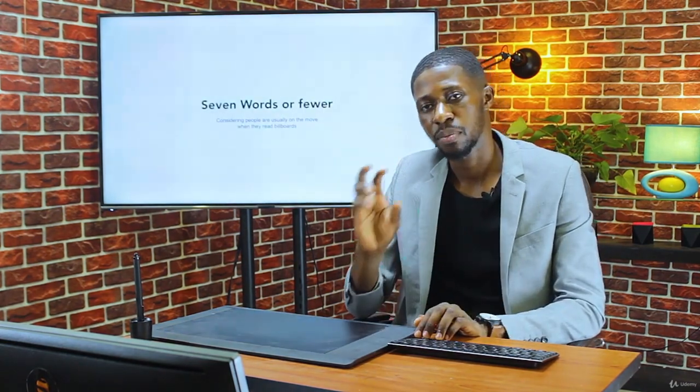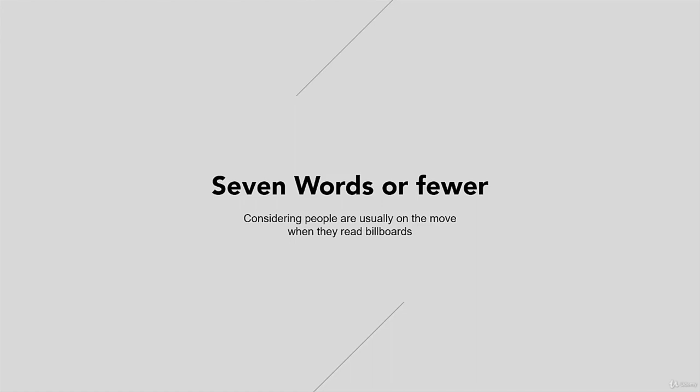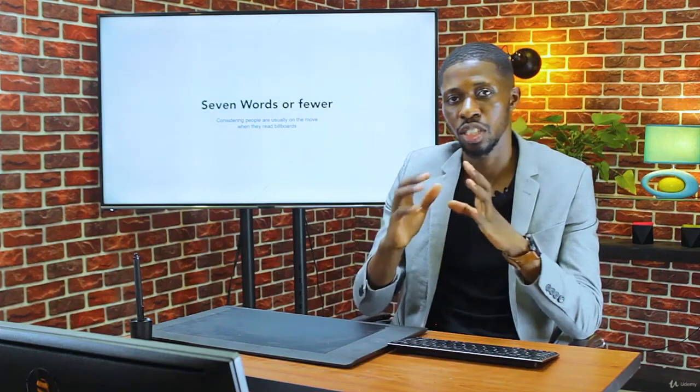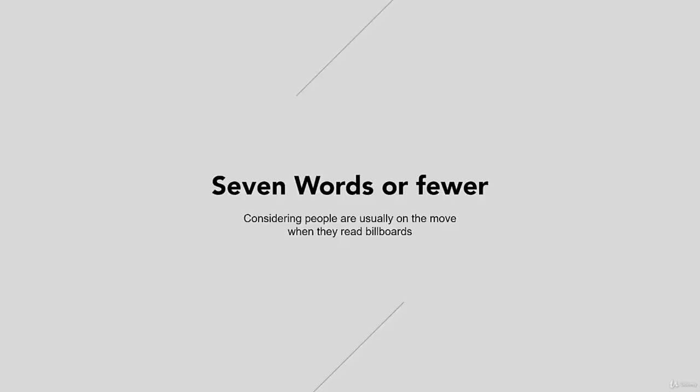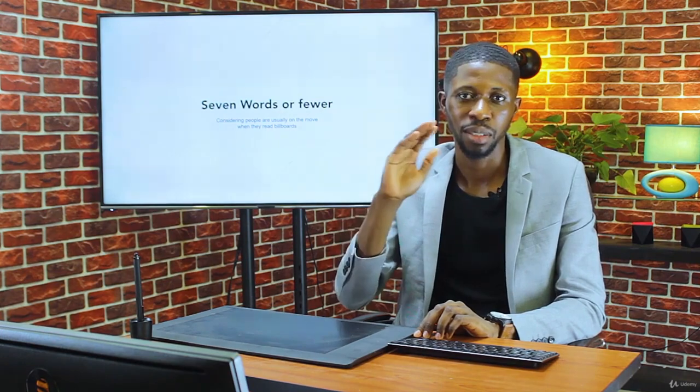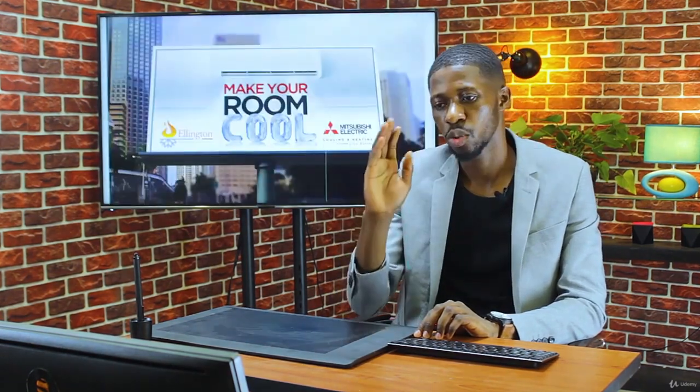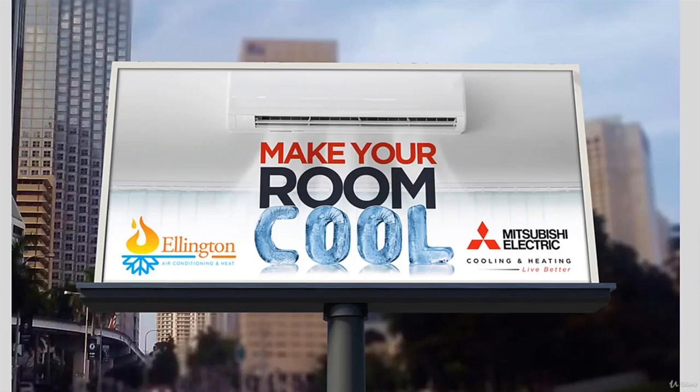The second tip is 7 words or fewer. Now this second tip has a lot in common with the first one. Why? Because considering people are usually on the move when they read billboards, you have to make the words 7 or fewer. So have this in mind: less is more when it comes to billboard design. So let's look at this example here. See, the designer used just 1, 2, 3, 4 words, like make your room cool, and just the logos. So 7 words or fewer is more effective when you are designing a billboard.